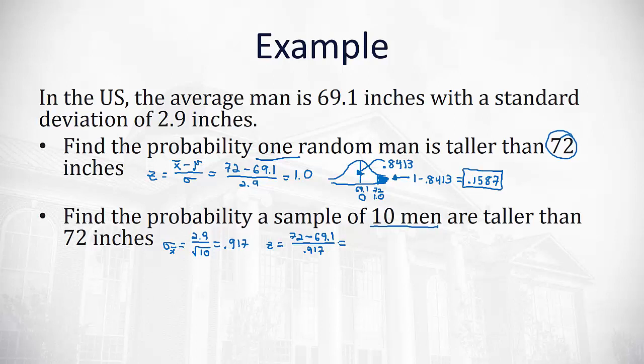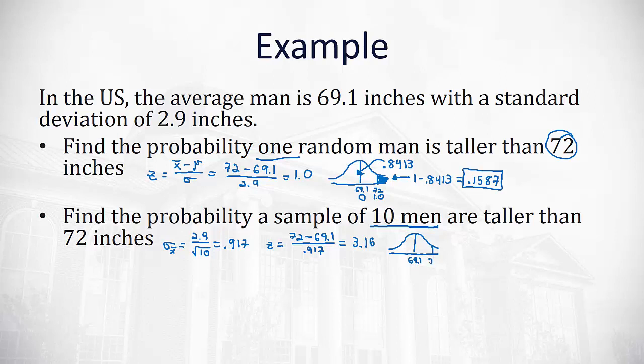And when we do that on our calculator, 72 minus 69.1, always doing two steps, 2.9 divided by 0.917, we end up with 3.16, a much larger z-value. And this is what's always going to happen when we have a sample, because everything is moved closer to the center, closer to the mean of 69.1.